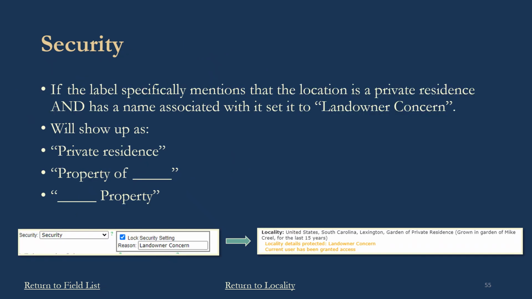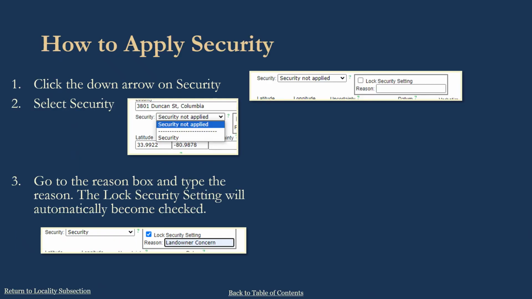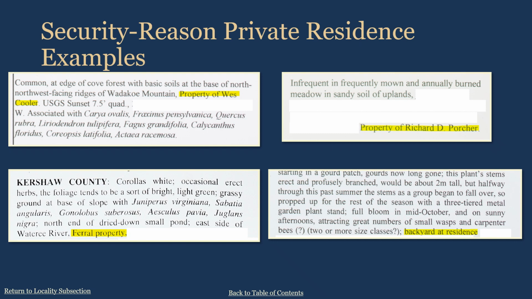If the label specifically mentions that the location is a private residence and has a name associated with it, set the security to landowner concern. These will show up as private residence or property of, or blank's property. To apply security, navigate to the security drop-down box that by default says security not applied. Select security. In the reason box, type landowner concern. Here are some examples of private residence appearances on herbarium specimen labels.